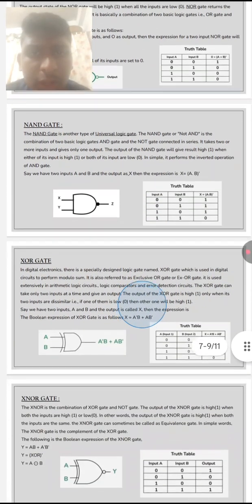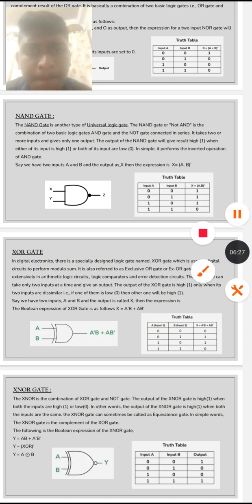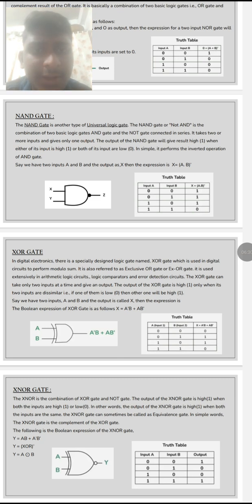Next we are moving to the NAND gate. The NAND gate is another type of universal gate. The NAND gate is the combination of two basic logic gates, the AND gate and the NOT gate connected in series. It takes two or more inputs and gives only one output. The output of the NAND gate will be high 1 when either of the inputs is 0 or both of the inputs are low 0. In simple terms, it performs the universal operations.